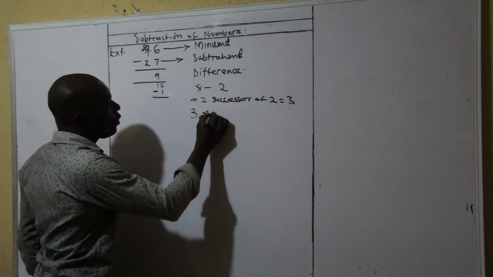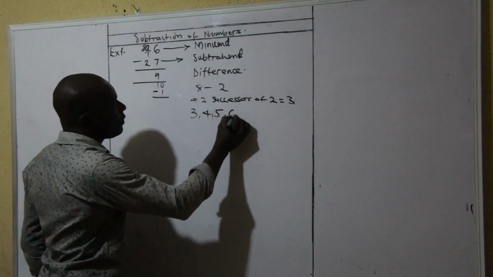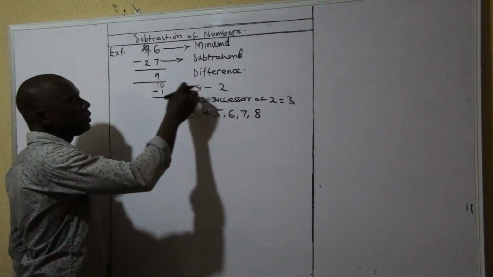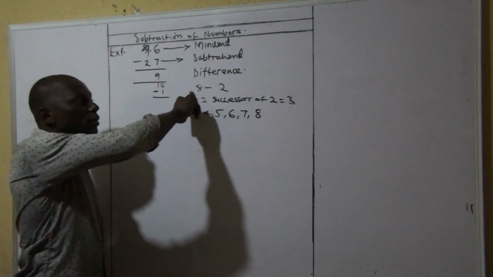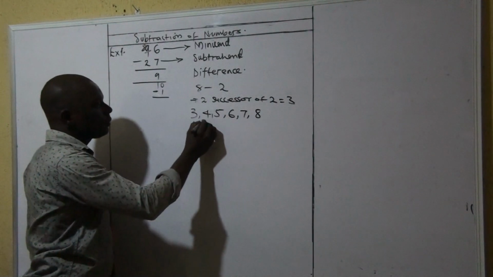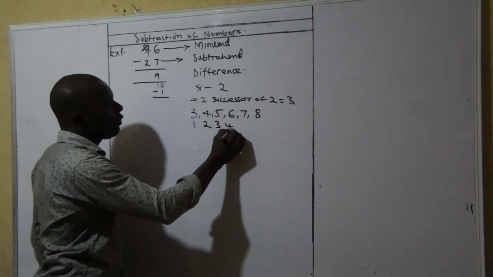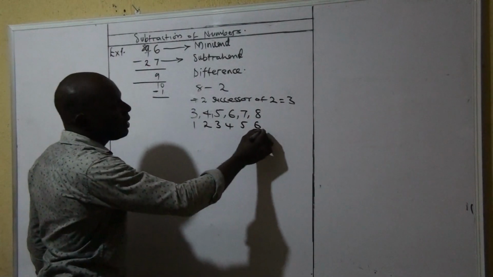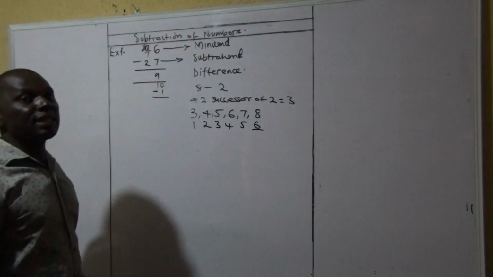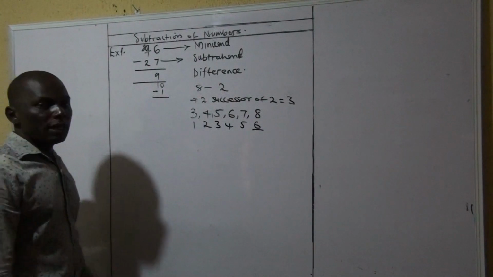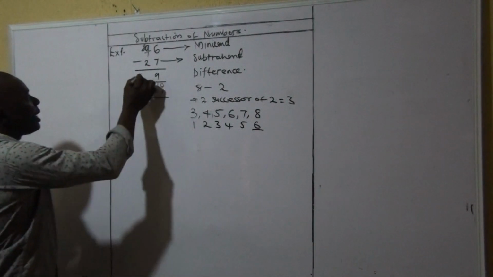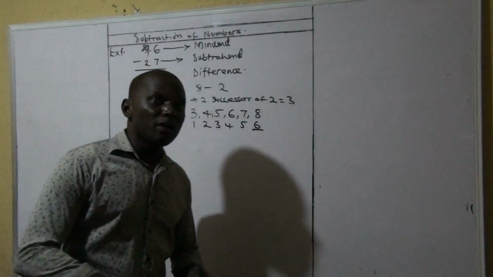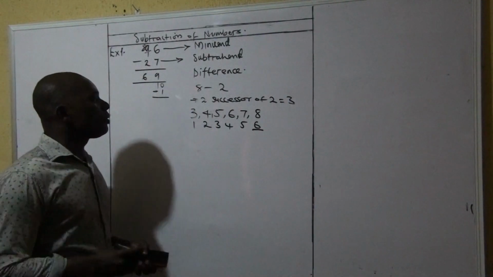3, 4, 5, 6, 7. Well, immediately you get to your minus, you stop. You count now 1, 2, 3, 4, 5, 6. So the last number that falls under the subtractand is your answer. It's your answer. Okay. So here that means this. So if you are teaching it to children, make it fun for them.